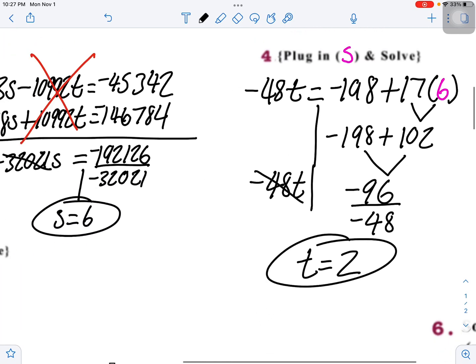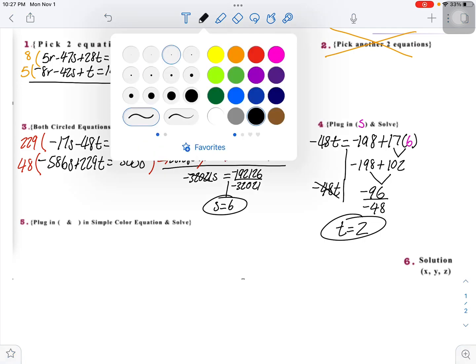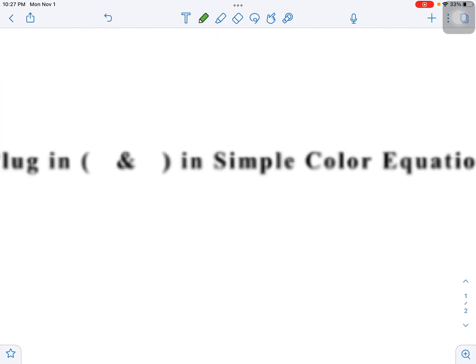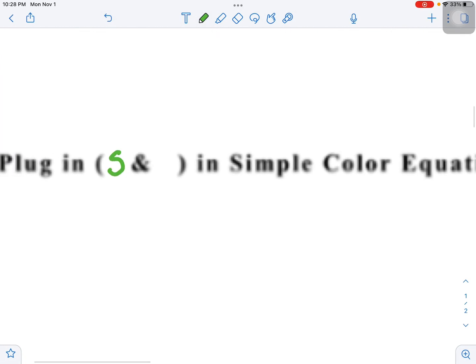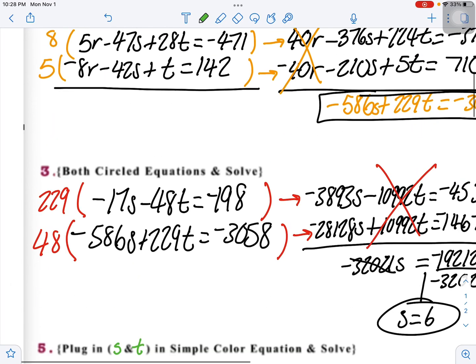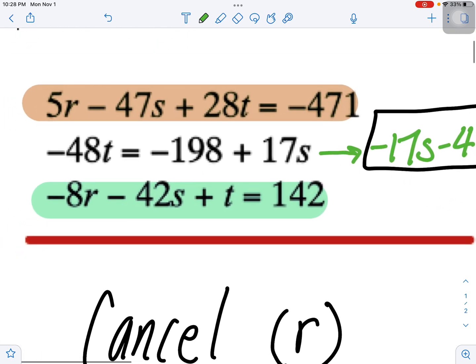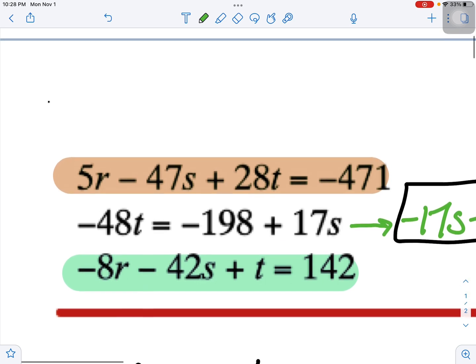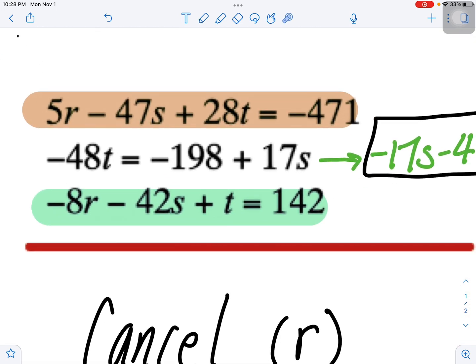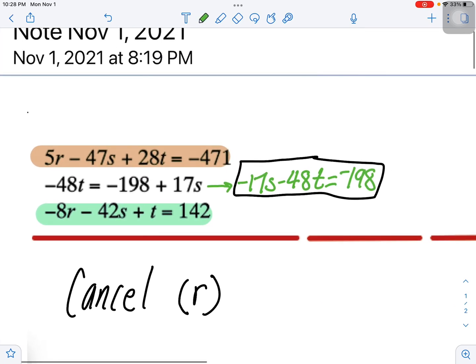Finally, step 5, I have s and I have t. So I'm going to plug in s and I'm going to plug in t. So I must look back to the original problems here, and which one am I going to choose? Well, I'm not going to choose that middle one there, because I don't have r, and I want to solve for r. So I'm going to go with this top one here. This one looks a little more simple to me.